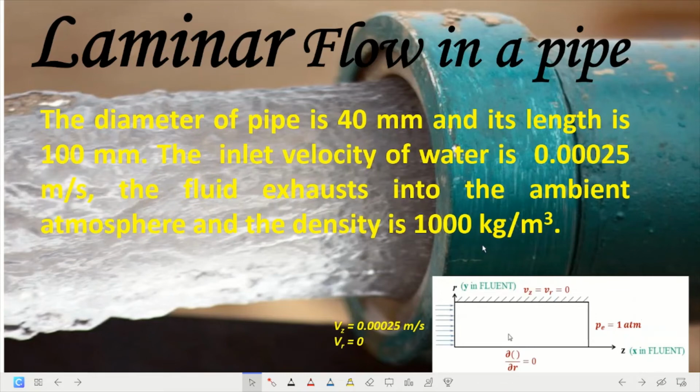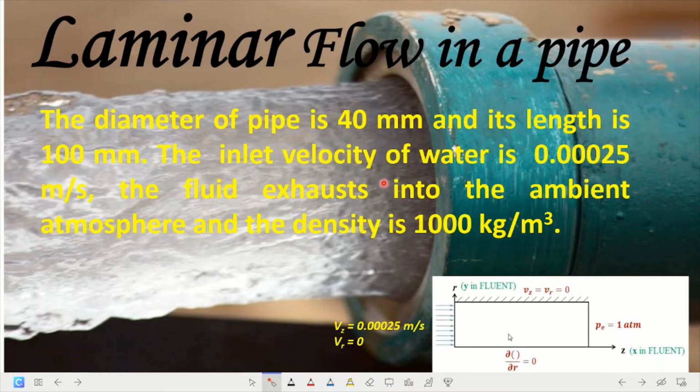Hello friends, in this video I will discuss the ANSYS Fluent modeling of laminar flow in a pipe. So this is our problem. The diameter of the pipe is 40 millimeter and its length is 100 millimeter.